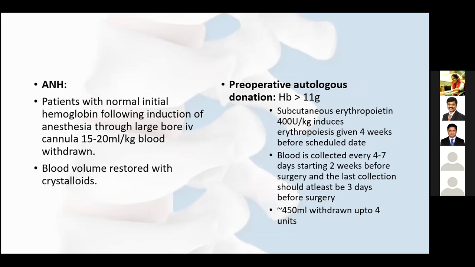A preoperative autologous donation is done when the patient has a hemoglobin of at least 11 grams. Subcutaneous erythropoietin of 400 units per kilogram induces erythropoiesis, given 4 weeks prior to the scheduled date. Following that, the blood is collected every 4 to 7 days, starting 2 weeks before the surgery, and the last collection should be at least 72 hours, that is 3 days, before the surgery. Around 450 ml can be withdrawn each time, and up to 4 units can be taken.